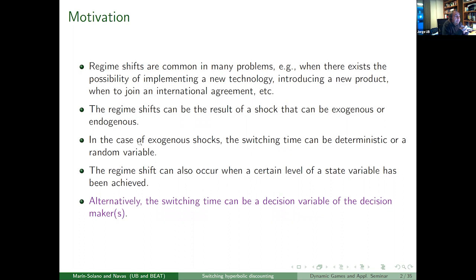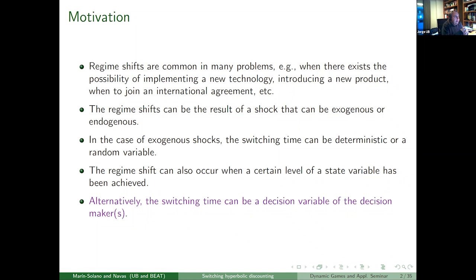regime shifts are very common in many economic problems. For instance, when there is the possibility of implementing a new technology, or when there's the option of introducing a new product, or when we have to decide whether or not to join an international agreement, etc. The regime shifts can be the result of a shock that can be exogenous or endogenous.